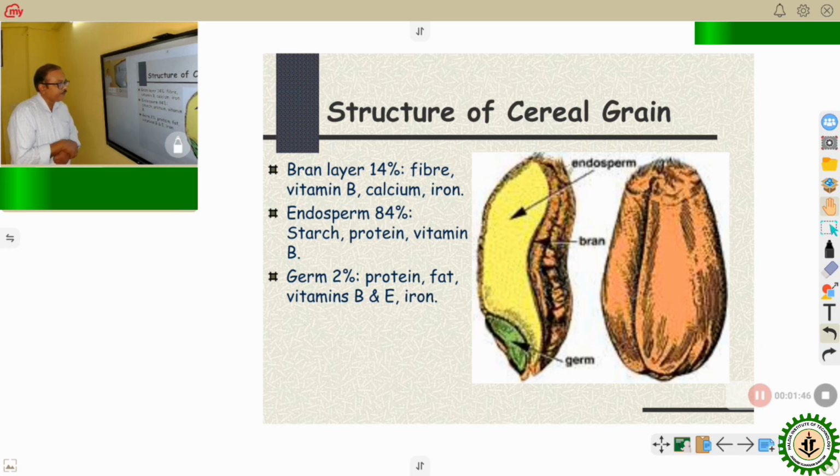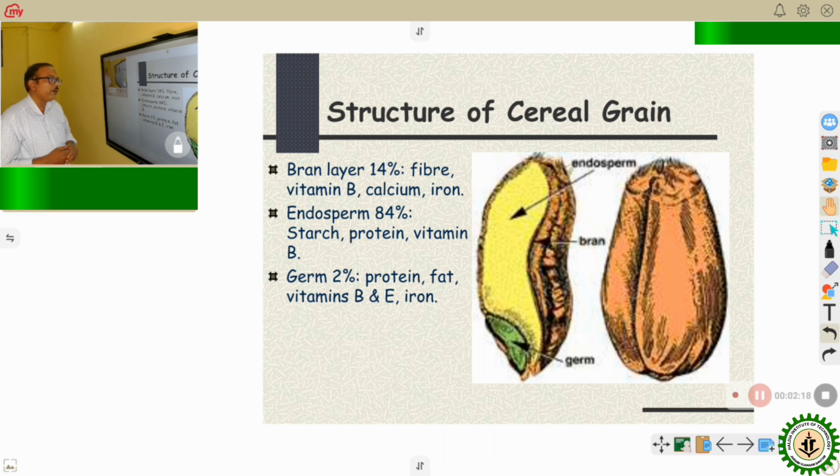Structure of cereal grains. The common structure is that there is an outer husk portion of the cereal, followed by a bran, and inside there is the endosperm. So this bran layer is commonly around 14%, because the composition and the percentage of the bran layer and endosperm layer are different in different cereals. But commonly this is around 14%. Fiber, vitamins, calcium, iron are there in this bran.